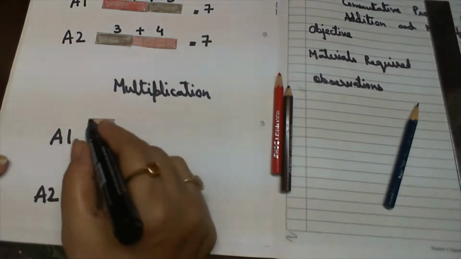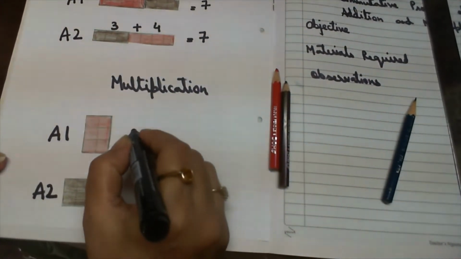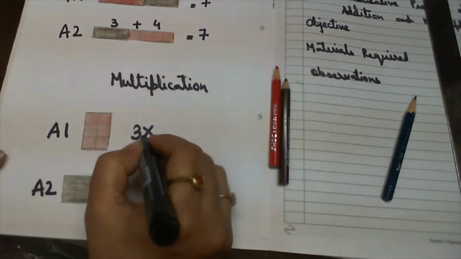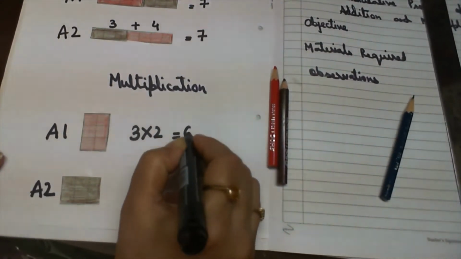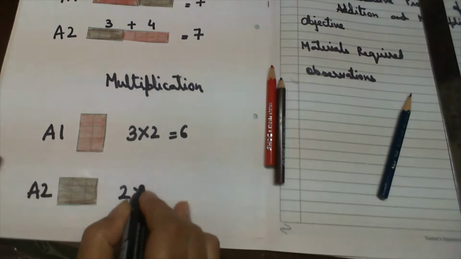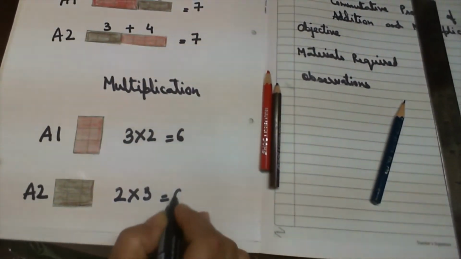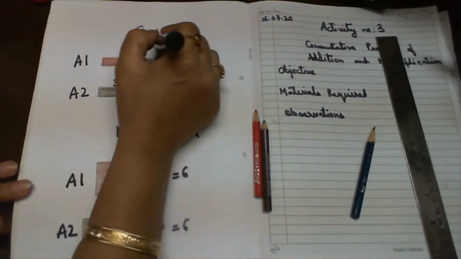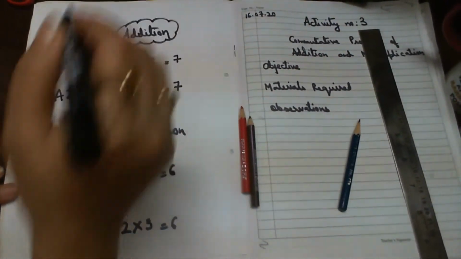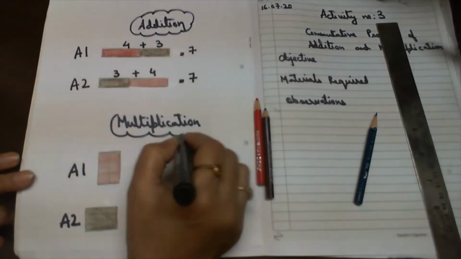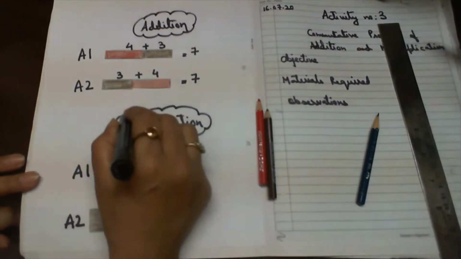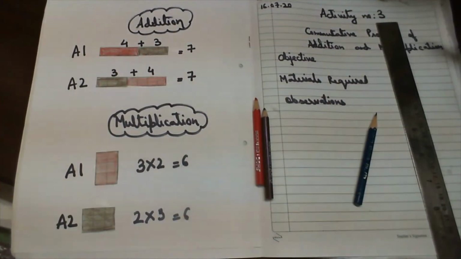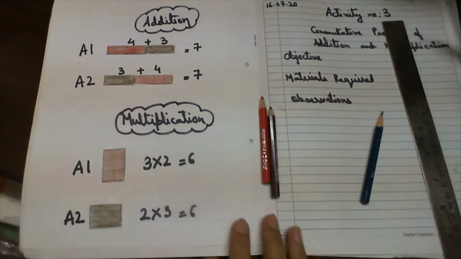Here I'll be having, since I have 3 on this side, 3 squares, so I'll write 3 into 2, that gives me 6, students, and here I'll be writing 2 into 3, that is equal to 6. So we have seen that we have used 2 properties, that is commutative property of the addition. You can just decorate in whatever manner, students, you want, but I wanted to explain in this manner only. So this is what we have done.